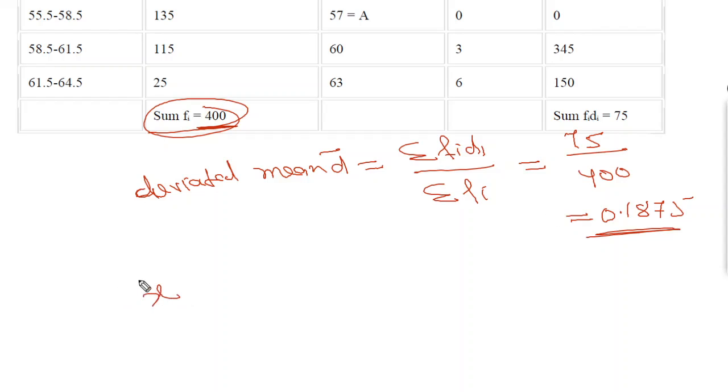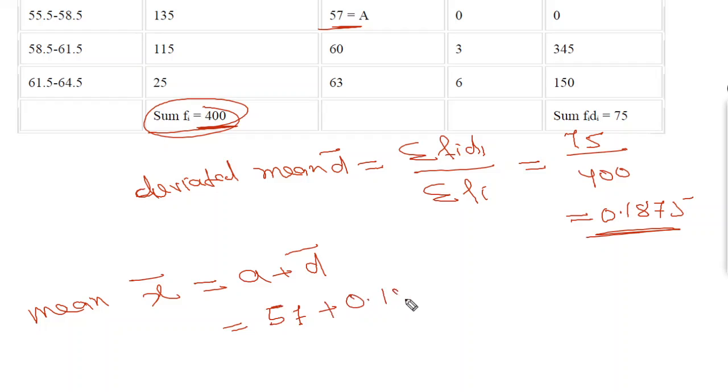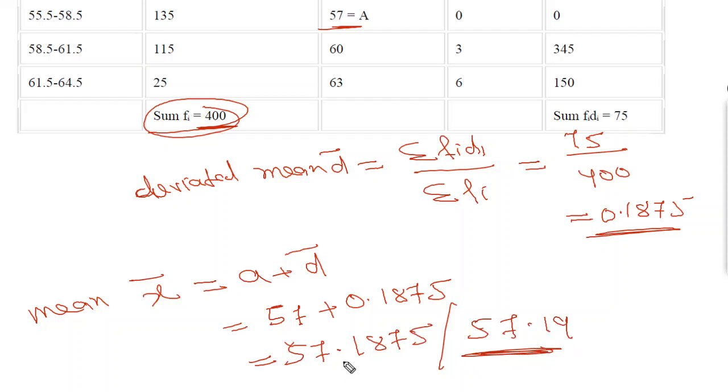Now mean equals a plus deviated mean, where a is your 57. So 57 plus 0.1875 will be equal to 57.1875, or you can write it as 57.19. Whichever you prefer, you can write. So this is your answer.